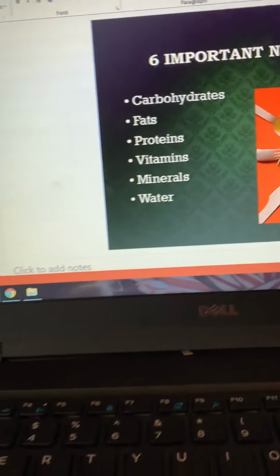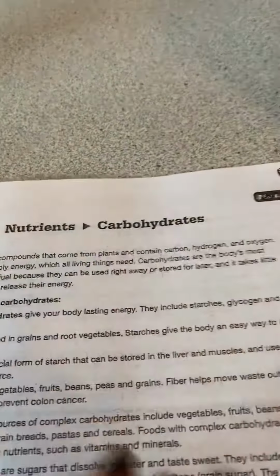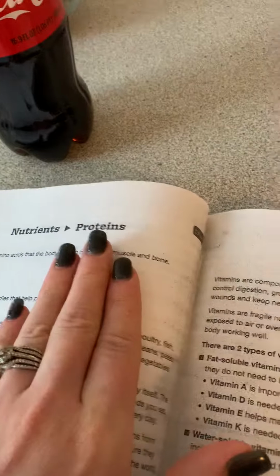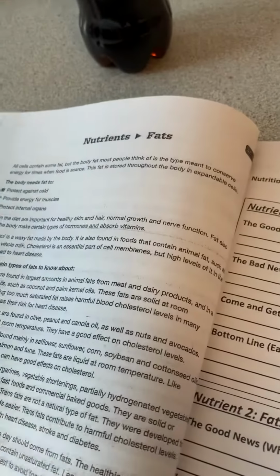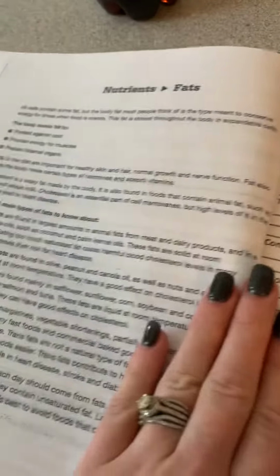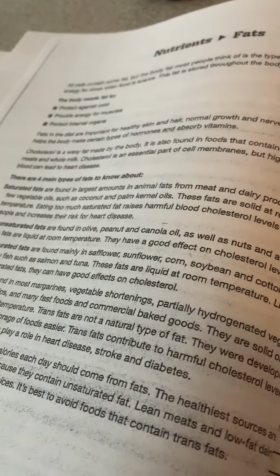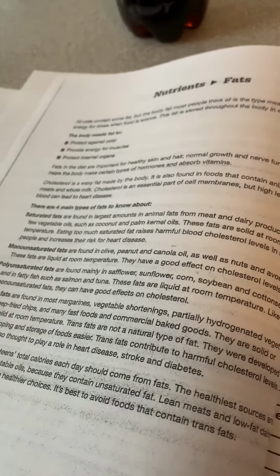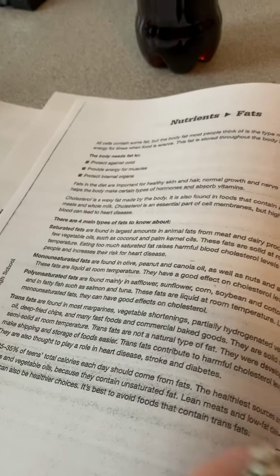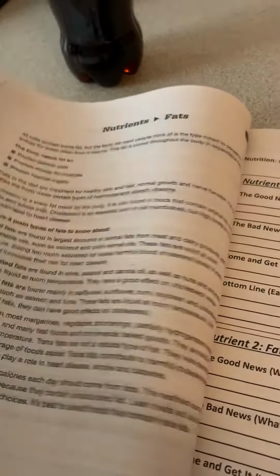This matches what's in your packet, not in the same order, but if you look at the reading, it says read pages 1 through 6. So we have a topic of carbohydrates, proteins, vitamins, minerals, water, and fats. So the first instruction would be for you to read these pages that give you lots of information. So it tells you what they're used for, what happens if you get too much, too little, what foods can you find them in.